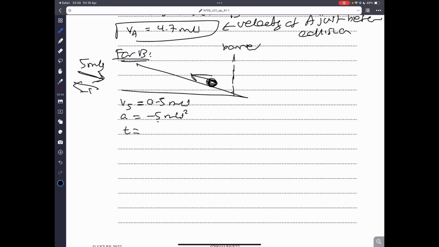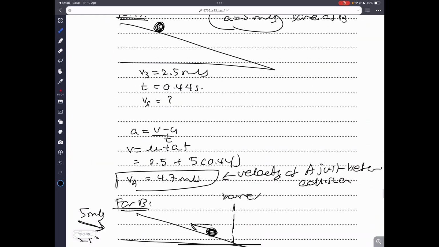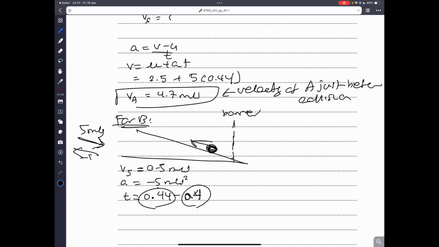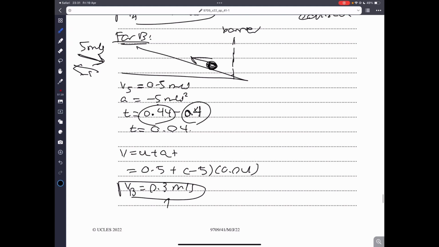The time is going to be 0.44 minus 0.4, because 0.44 is when the two particles collide, and 0.4 seconds is when B hits the barrier. So we want to find the difference between the times, which is 0.04. According to v equals u plus at, this will equal 0.5 plus minus 5 times 0.04. So VB rebounding is 0.3 meters per second. This is also before collision.